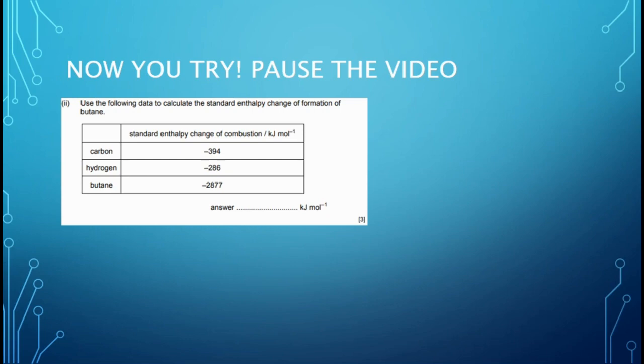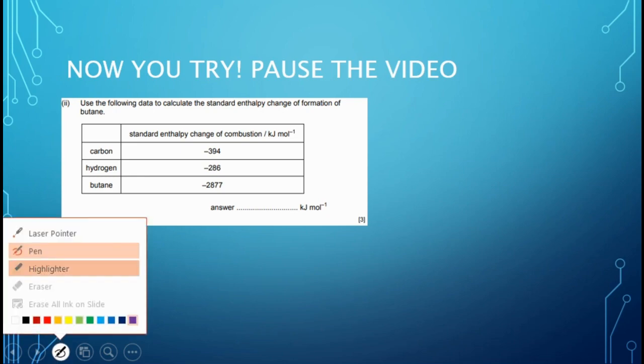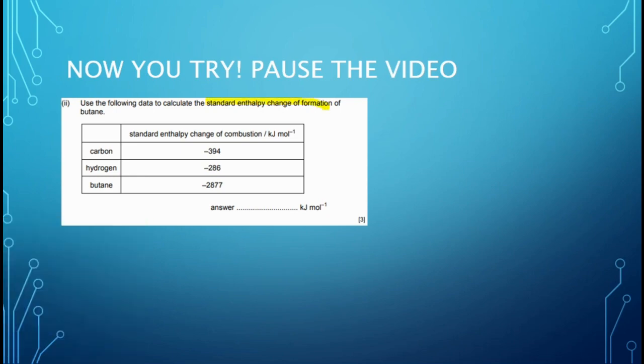So let's try the question now. We see that they are asking for the standard enthalpy change of formation again, of butane this time. They gave us all the values and everything, but they did not give us the equation. The first thing, let's make sure we know the equation of butane. So the butane is C4H10 plus 13/2 O2.